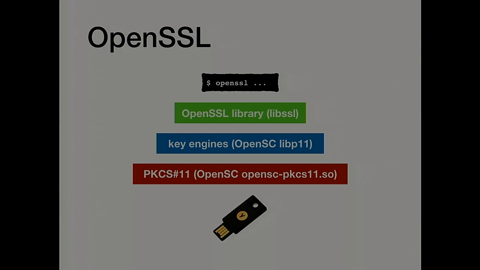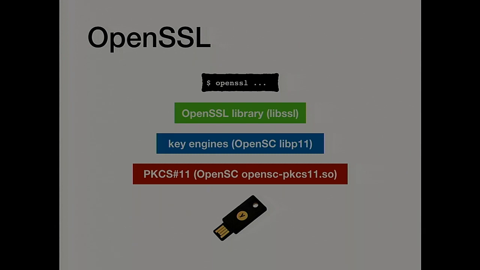One of these engines is actually PKCS 11, which is not provided by OpenSSL itself. That's where we go back to OpenSC, the other project that I had mentioned before. And so if you want to use OpenSSL with a PKCS 11 provider to talk to one of these devices, you have all these abstractions to go through. It works.